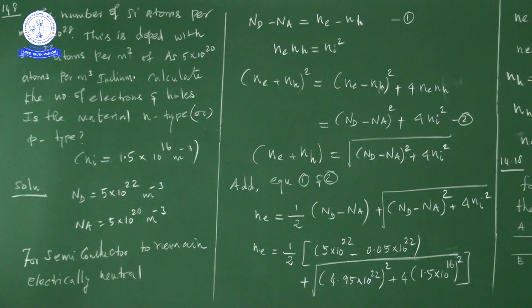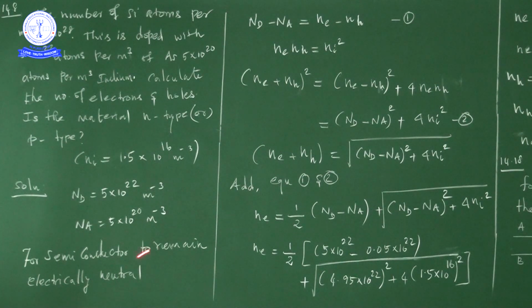But actually, first you can calculate the number of electrons and the number of holes. From that you can identify whether it is n-type or p-type. So separately, there is no necessity to find n-type or p-type. First calculate the number of electrons and the number of holes. Suppose you have an excess of electrons, it belongs to the n-type semiconductor. Suppose we have an excess of holes, it is said to be the p-type semiconductor.